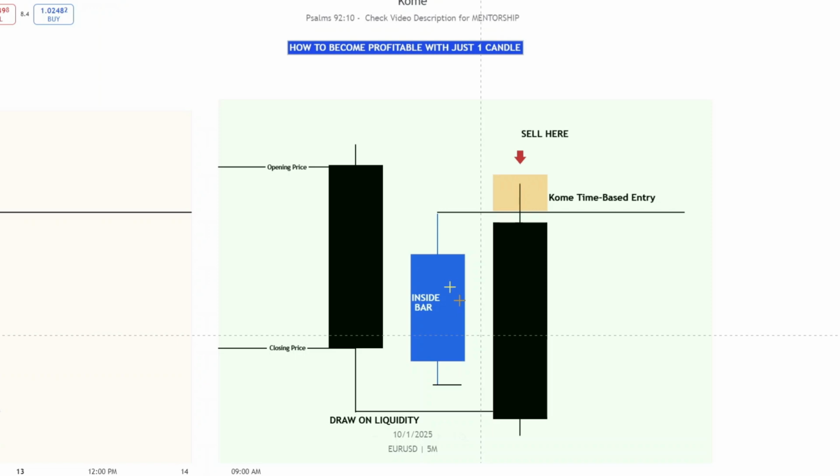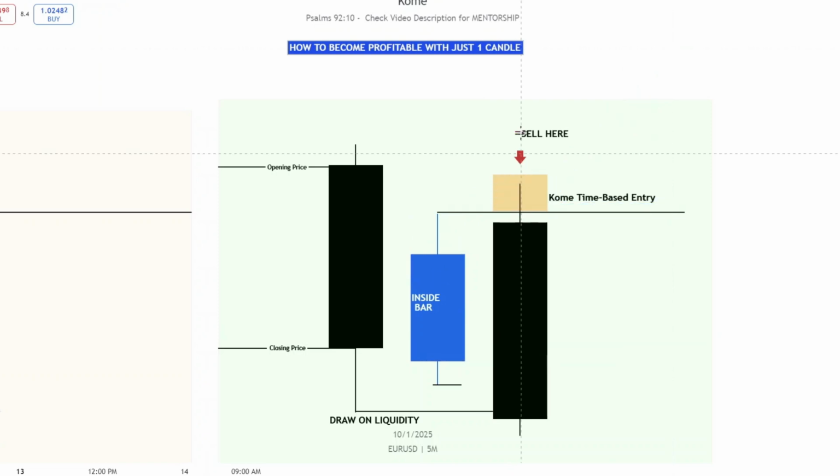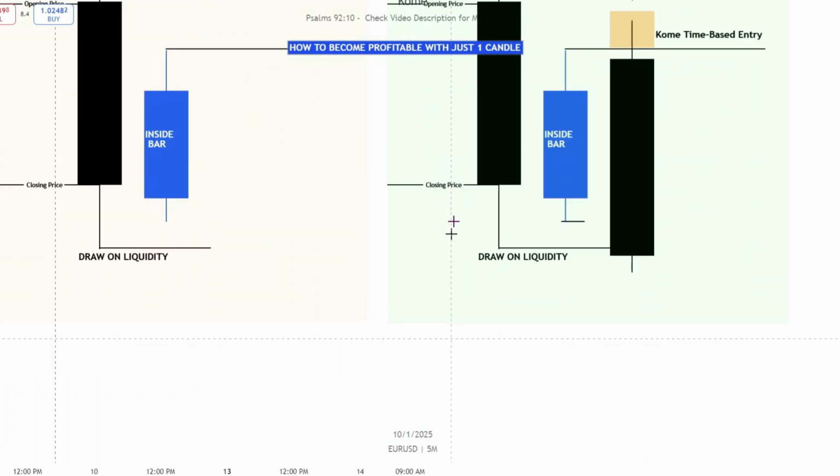But you might quickly also say, okay, would I not be caught? What if price trades like this and decides to go this way? Keep following me. Once we have entered the sell here, of course, it's time based and we target the draw on liquidity. I don't want this video to be too long. I want it to be as brief as possible. So let me show you an example.